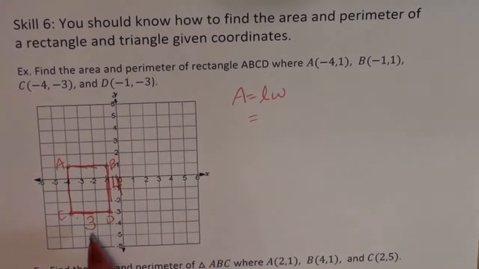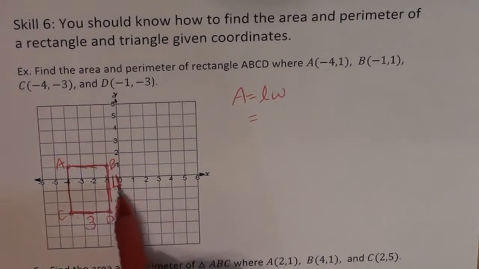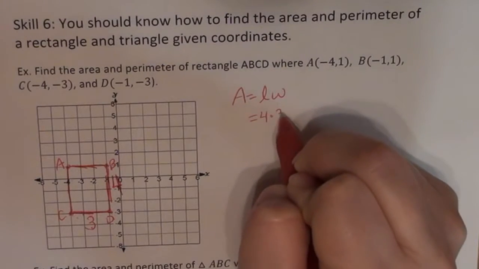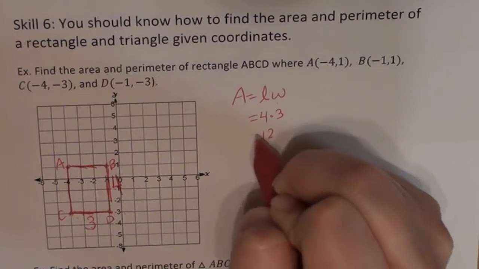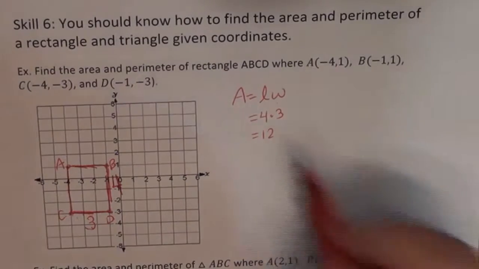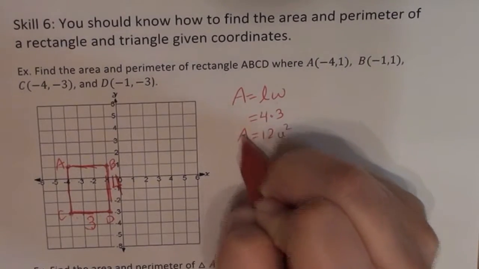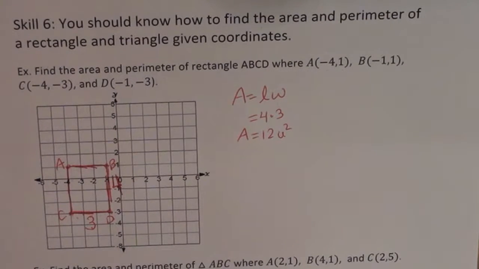So, length and width, 4 times 3, 12 units. And they're actually units squared. So area equals 12 units squared.